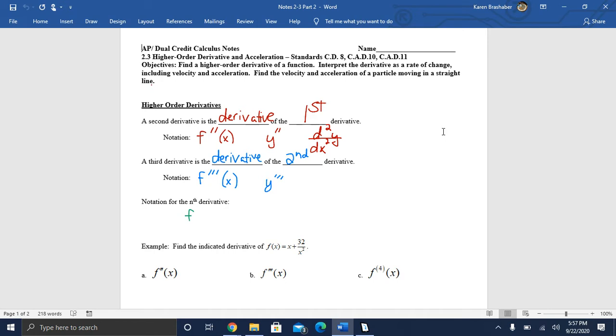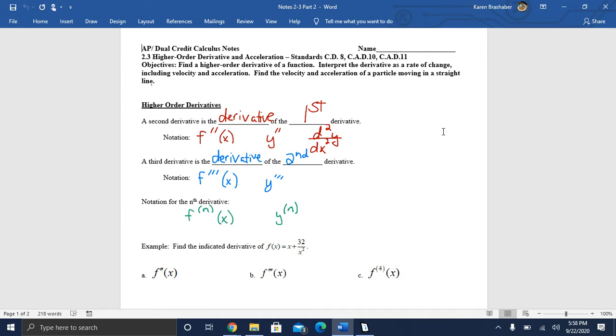Now, we don't continue to draw the primes. So once you've gone past a triple prime, then to note that we have a derivative, we just will put whatever number of derivative it is inside of parentheses with the function notation. So when you see that notation, you're looking for the nth derivative of that function. So like I said, our main work will be with first derivatives and second derivatives, but you need to know that other higher order derivatives do exist.